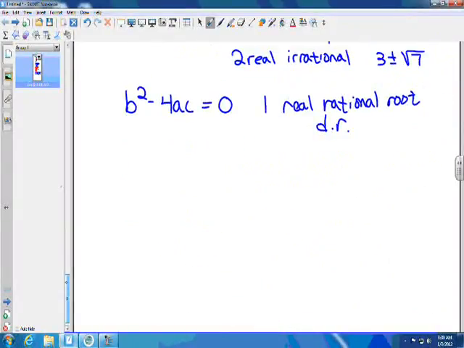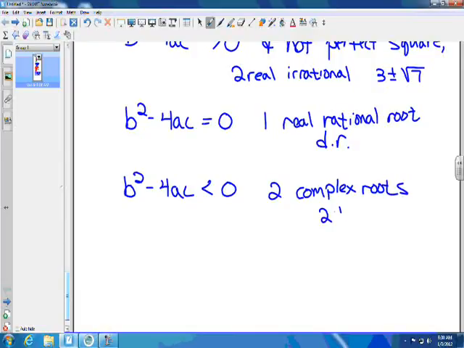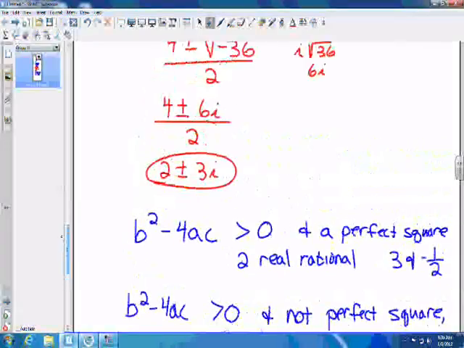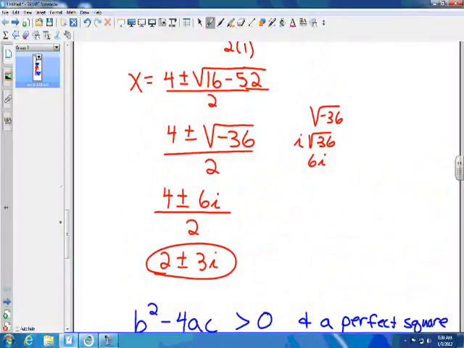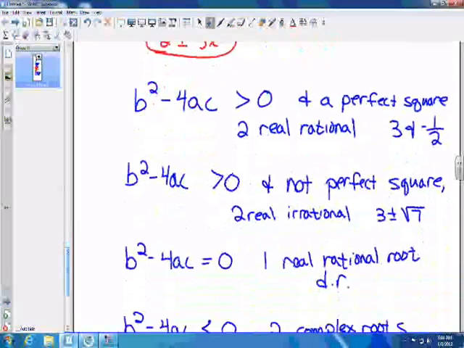And then the last one, if it's negative, what are we going to get? Is less than 0 too complex? So that's where we'll have 2 plus or minus 3i like we did in that last example, because what we have under the radical there is a negative number. Our discriminant is negative, so you just know you're going to have imaginary roots.